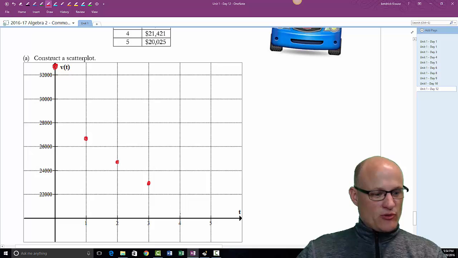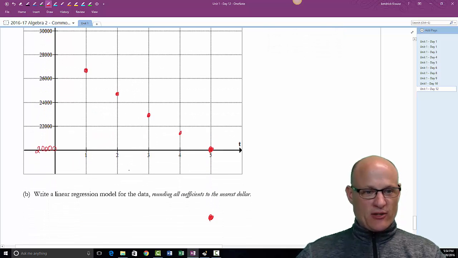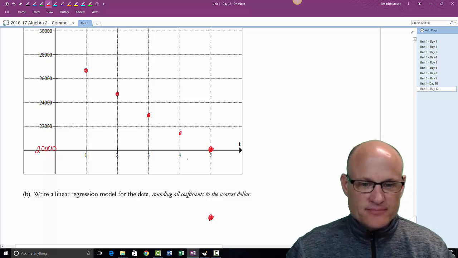And at 4, it was 21,4. So 21,4 is probably about there. And well, this must be 20,000 then right here. Because at 5, it was 20,025, so that's right about there. So although this is our t-axis, right there is going to be 20,000, right? So we got a little break. Probably not the greatest graph, but whatever.